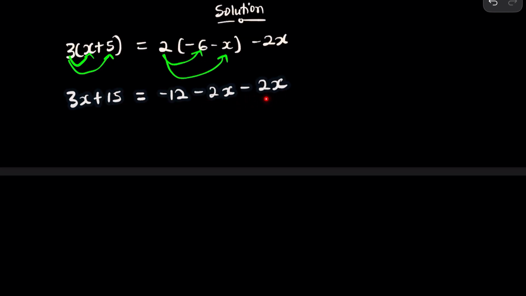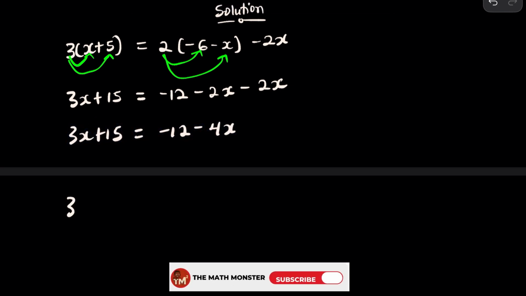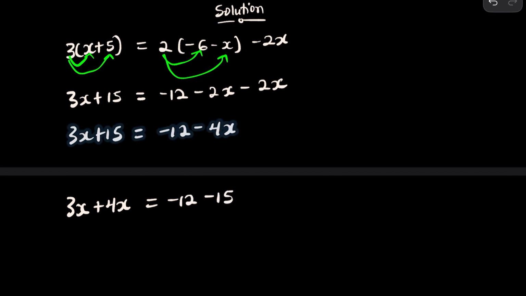These two are like terms. That's minus 2x and minus 2x, which is going to be minus 4x, right? So we are going to have 3x plus 15 is equal to minus 12 minus 4x. Now let's group terms. So we move this to the left hand side and we move this to the right hand side, right? So we are going to have 3x plus 4x is equal to minus 12 minus 15, right?